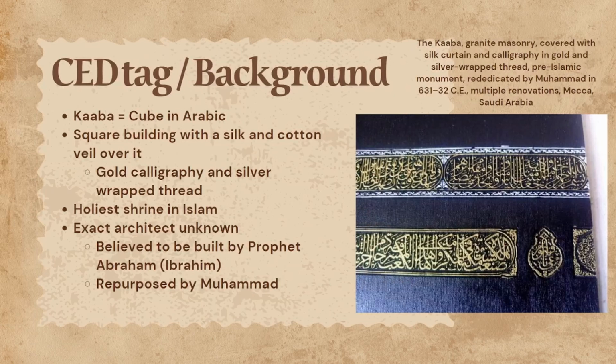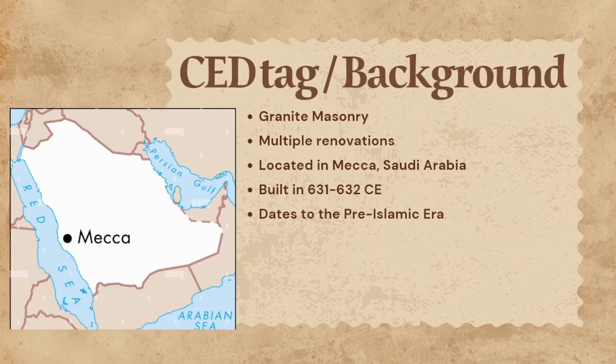Although the exact architect for the Kaaba is unknown, it is believed to be built by the Prophet Abraham or Ibrahim and repurposed by the Prophet Muhammad. The Kaaba is built with granite masonry and is covered with silk curtains and calligraphy in gold and silver wrapped thread. It has had multiple renovations throughout its history. It is located in Mecca, Saudi Arabia.